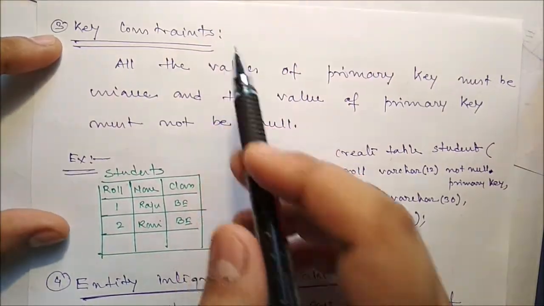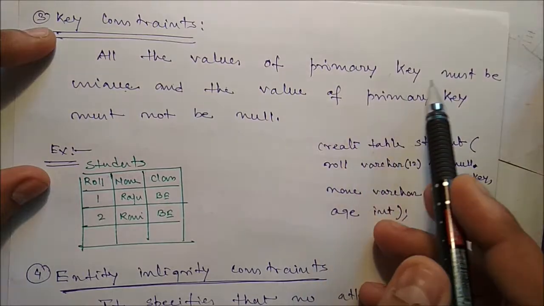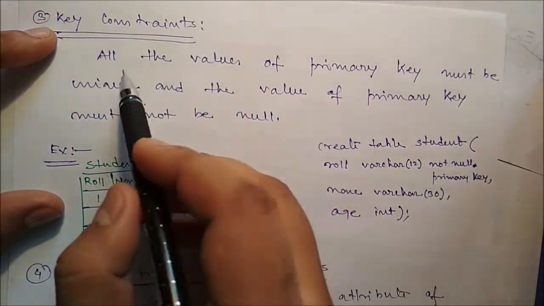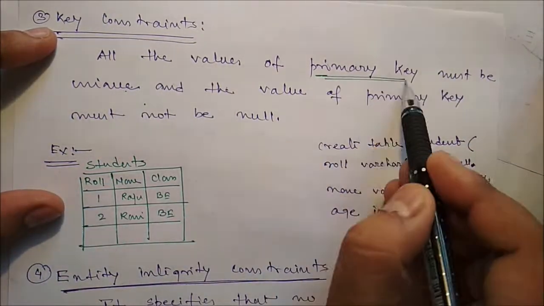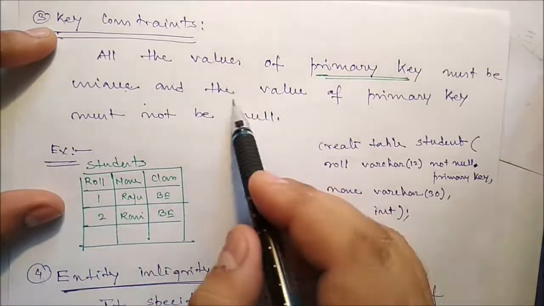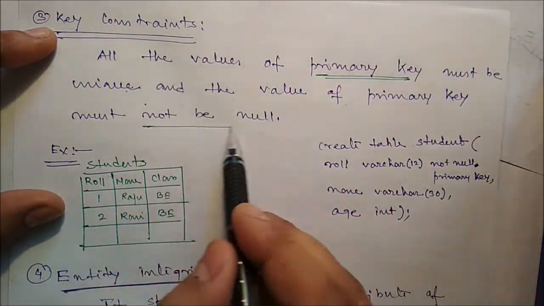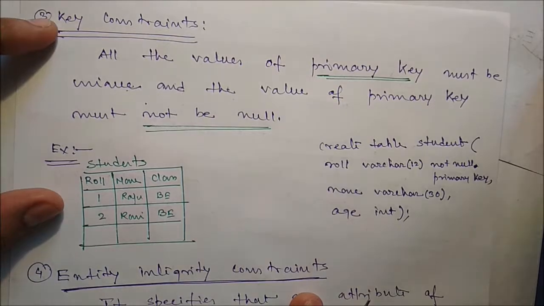Next is what? Key constraint. Now all the values of the primary key must be unique. Remember, that is already what we know. All the values of the primary key must be unique, and the value of the primary key must not be null. We cannot put null here.